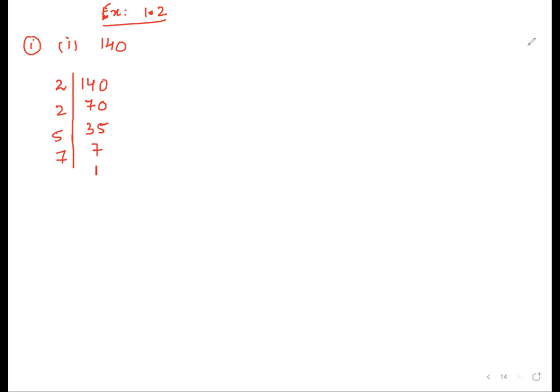Yes, ma'am. Okay. So this is how 140 is expressed as a product of primes. I can write 140 is equal to 2 into 2 into 5 into 7. So we have expressed 140 as a product of its prime factors. Got it?